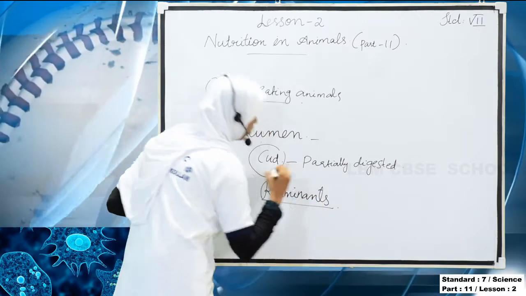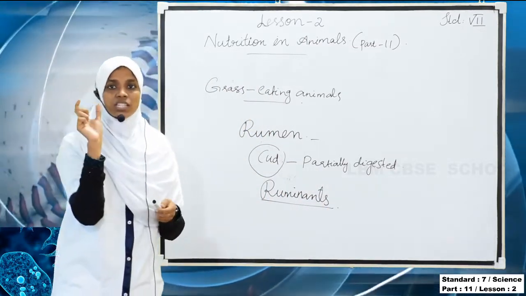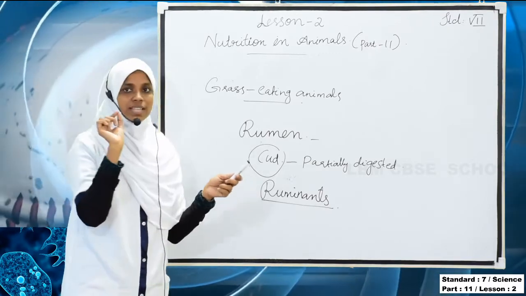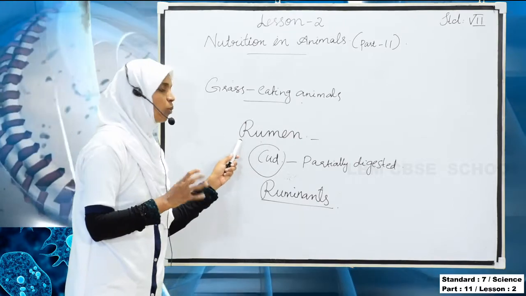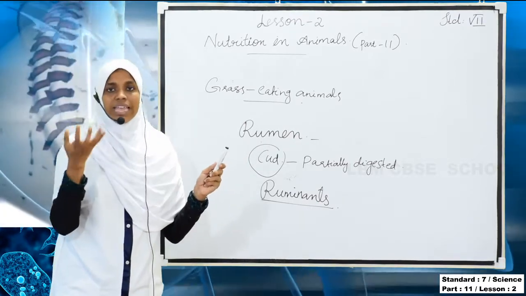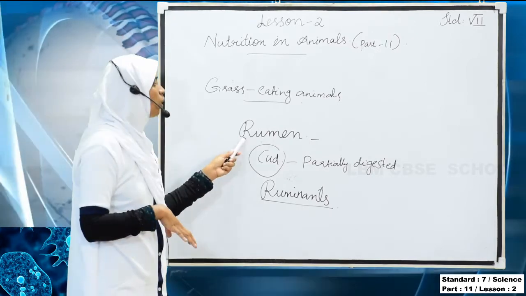What is a ruminant? In grass eating animals there is a special part in the stomach called the rumen. They eat the grass, suddenly swallow the food, and it is stored in the rumen.